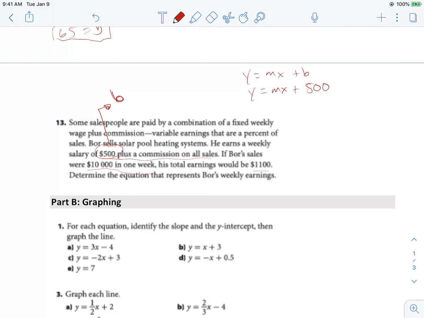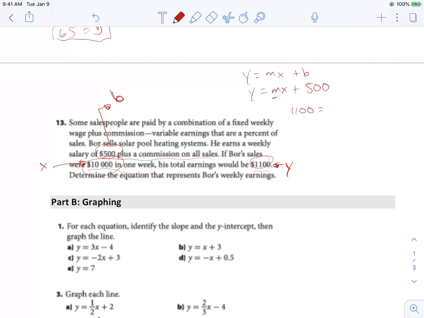Now we don't know how much we earn per sale. We don't know our m. But we do know, it says if our sales were $10,000, we actually end up making $1,100 as our weekly salary. So let's take a look. Our total earnings, this is our y value, right? This depends on how much we sold in 1 week, so this is going to be our x value. So what we'll do is plug this into our equation.